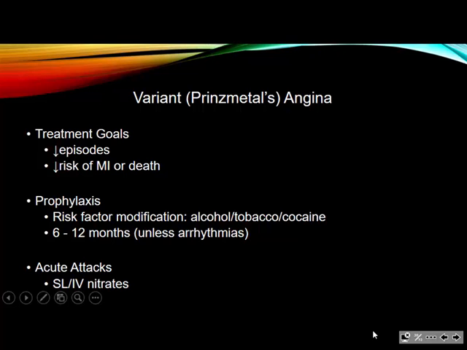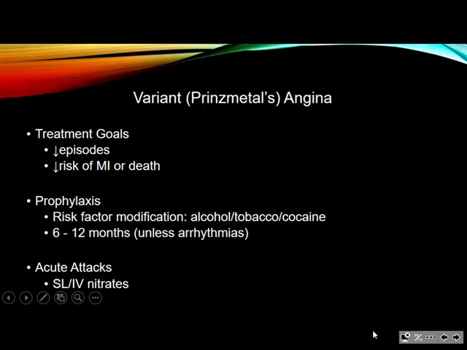Usually there's prophylactic treatment for 6 to 12 months unless the patient has an arrhythmia. If you decrease that blood flow through that coronary artery and they have an arrhythmia, sometimes it can be those fatal arrhythmias like ventricular tachycardia or ventricular fibrillation. We may be less likely to take off the medications after 6 to 12 months, and it'll be with follow-up and seeing how they're doing.